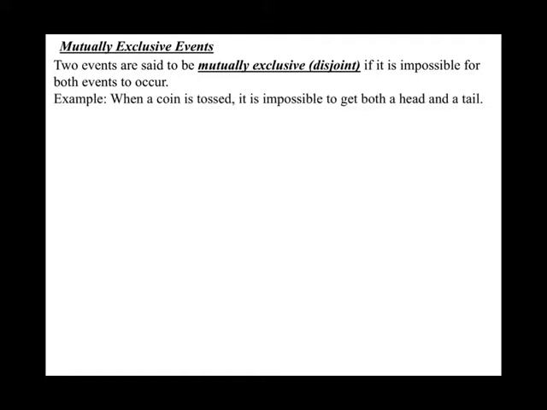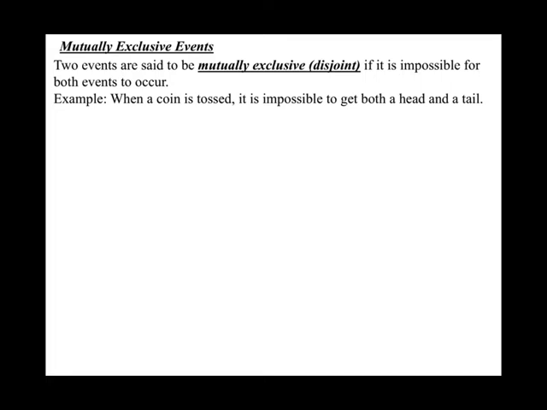Okay, mutually exclusive events. Two events are said to be mutually exclusive, we also call this disjoint, if it is impossible for both events to occur. For example, when I flip a coin, it is impossible to get a head and a tail at the same time. If I only flip the coin once, I can only get either head or tail. So we say getting head and tail is a mutually exclusive event. They can't happen at the same time.